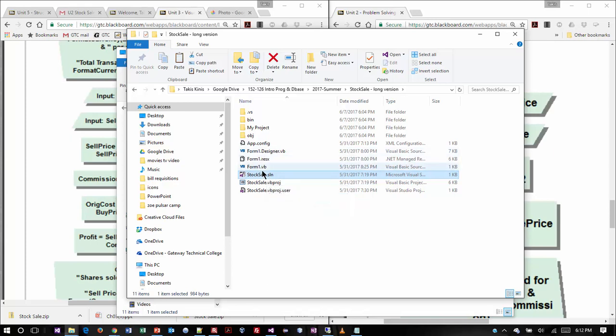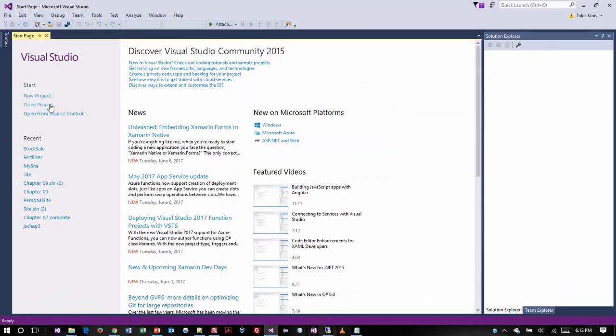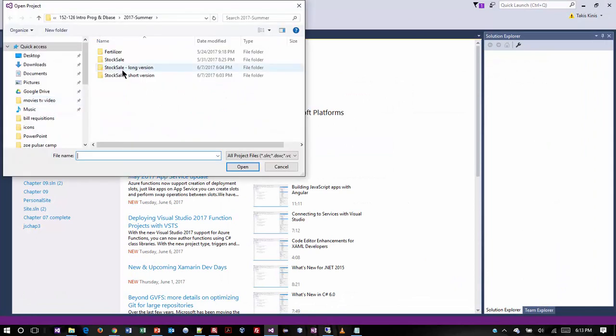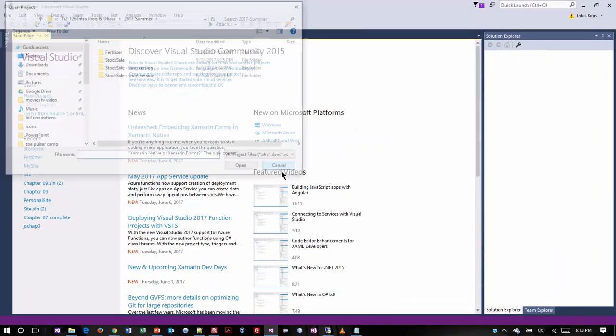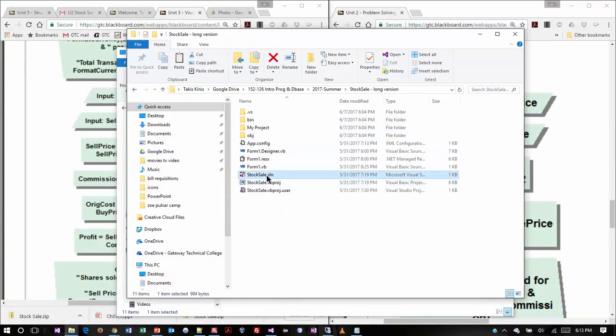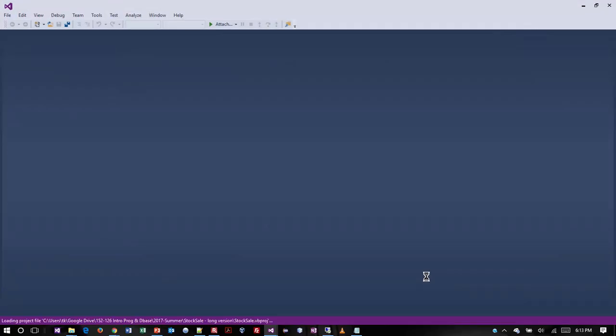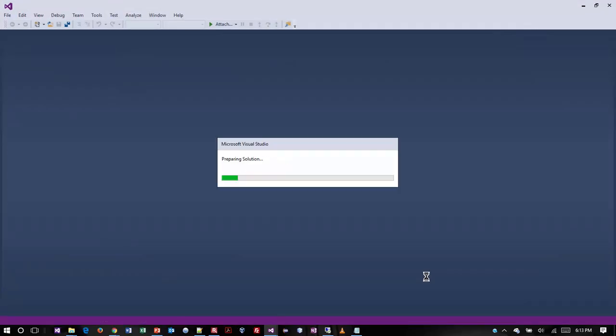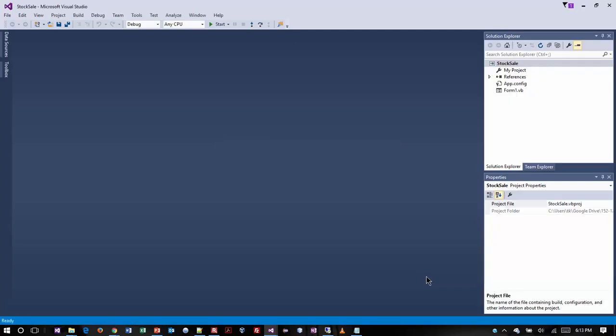You don't want to try to open up any of the application components individually. That'll be problematic. And of course, you can always open up the application from the Visual Studio interface and find it that way. All right, so I'm going to open it up manually from the folder just so you can see that you can do that. Here's the solution file. We'll let that pull up.